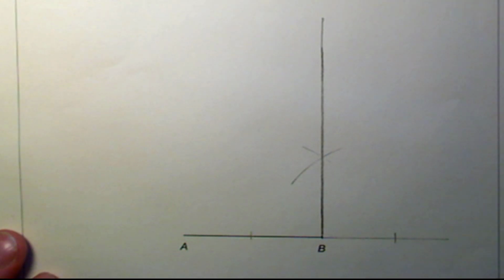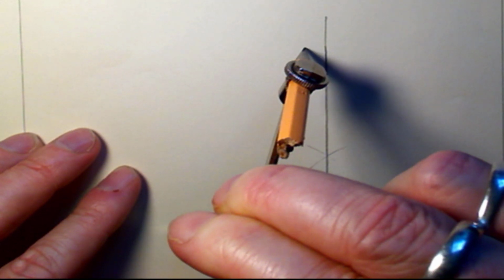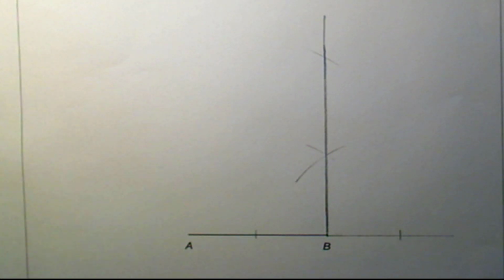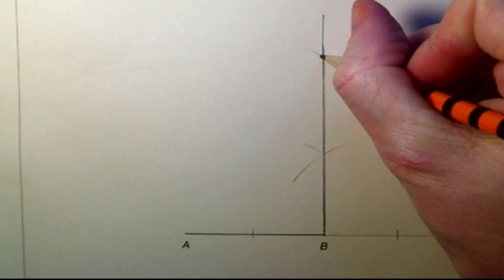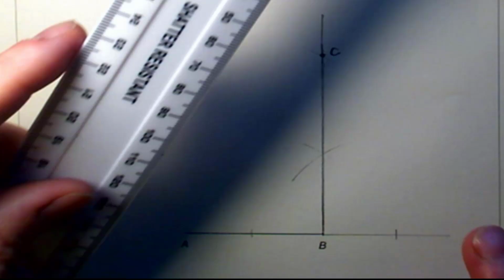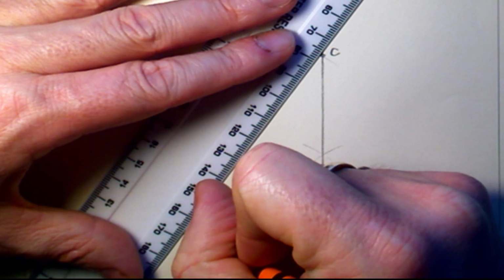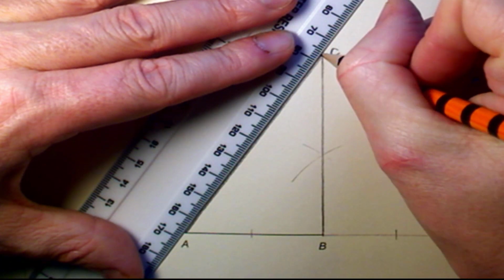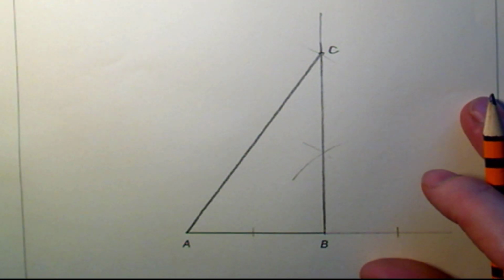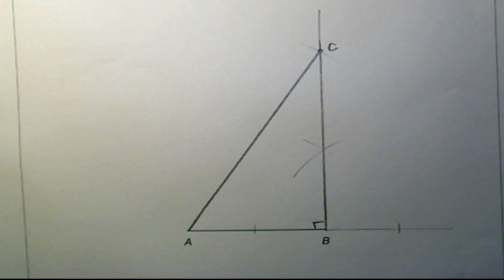Then put the tip of the compass in A. Draw a short arc which just cuts my new line. At the point where it crosses, that will be the point C. Okay, now I've found C, I can simply join A to C with my ruler. Remember to leave your construction marks visible, and you might want to use your ruler and protractor just to double check your 90-degree angle and the length that you drew.